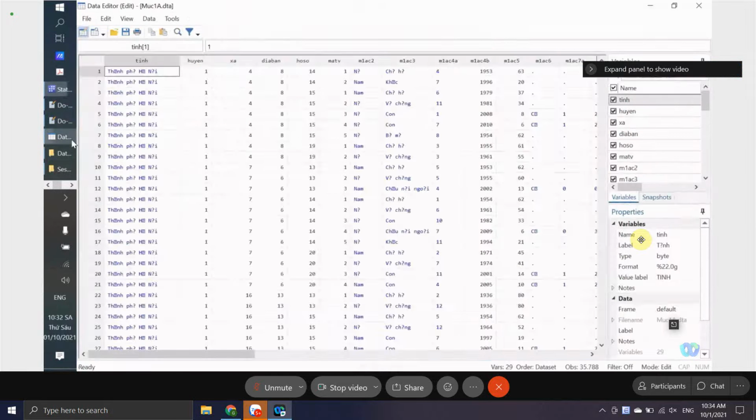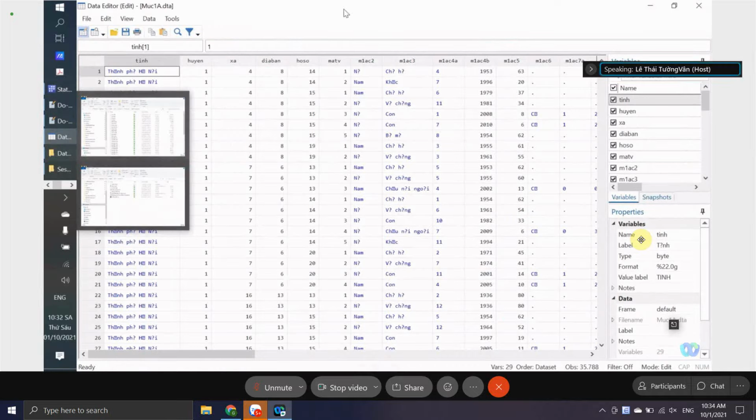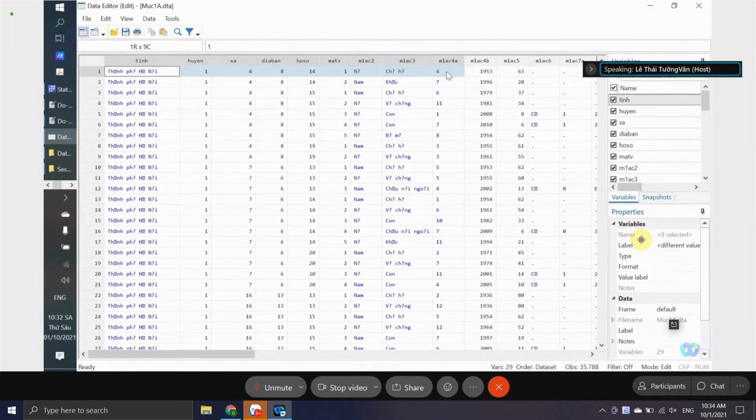And if I look at my data editor, you will see that it will give me the information. So for the first household, there are 2 members, number 1 and number 2. The second household, there are 5 members. That is the household head, the wife, 2 children, and a grandparent. It is a typical Vietnamese family, right? You have 3 generations in a household.